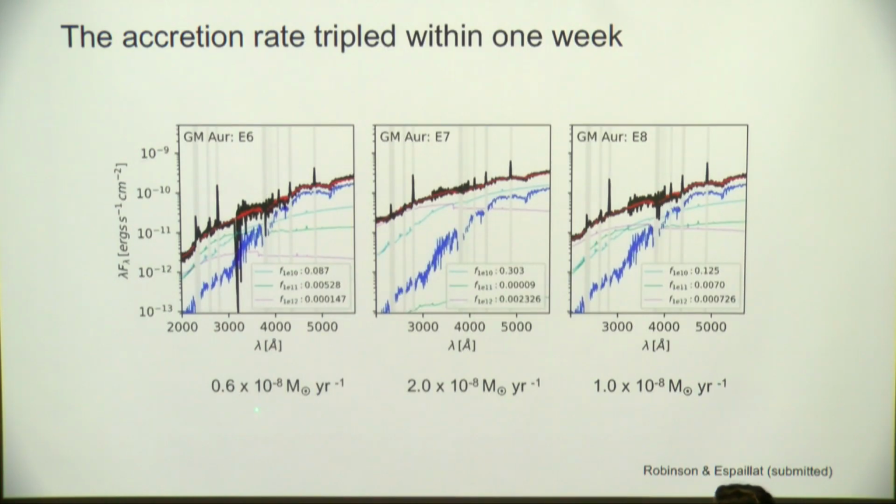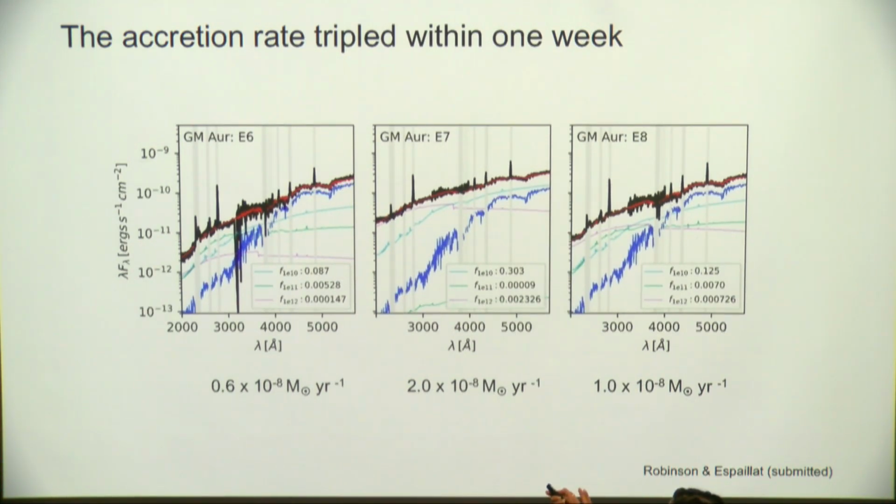First I want to point out, before I dig into the details of the figures, that in epoch 6, the accretion rate was 0.6 times 10 to the negative 8 solar masses per year. It then jumped up to 2 times 10 to the negative 8 solar masses per year, and then back down by about half to 1 times 10 to the negative 8 solar masses per year. And this is all within about one week between each of the epochs.